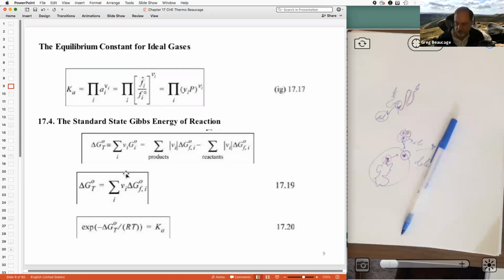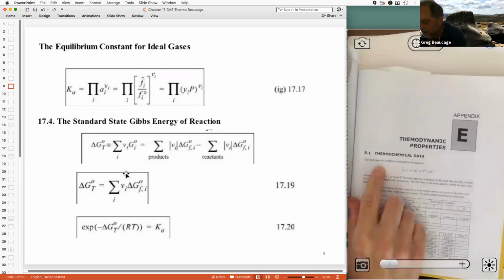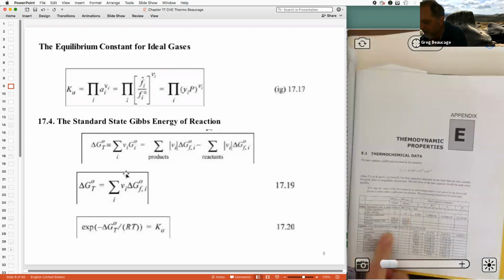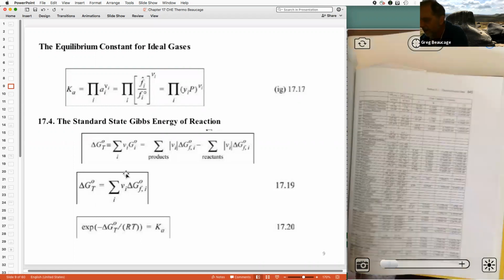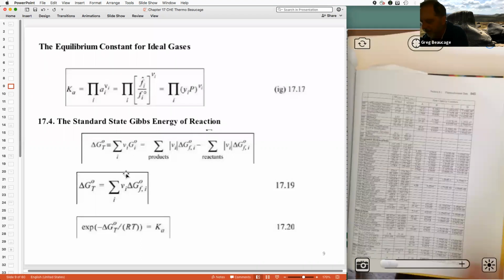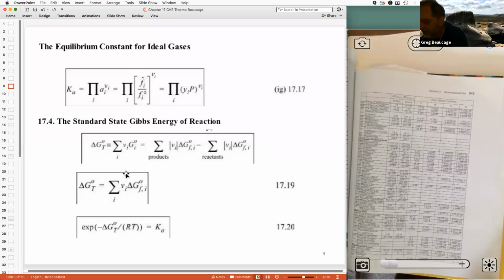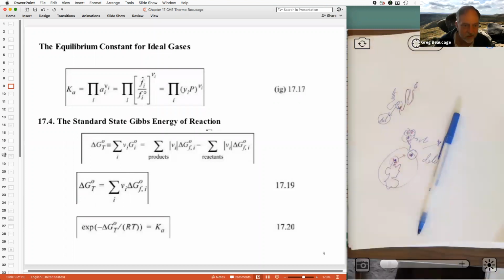Yeah, it's a G of formation. So you have ΔG of formation for kind of everything, liquids, and it goes to ideal gases. We have all the ΔG of formations here. All you have to do is look up those numbers for the components of the reaction, and then you get the change in free energy for the reaction.